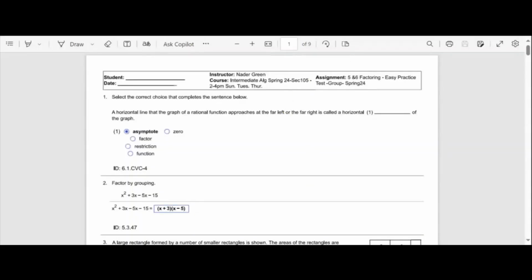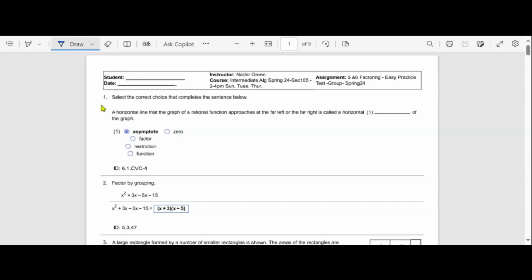Okay, this is factoring, and we're going to go through this practice test. I advise you to do it on your own, because many questions are in the data bank, and it will change the question and the numbers. So let's start with question number one.